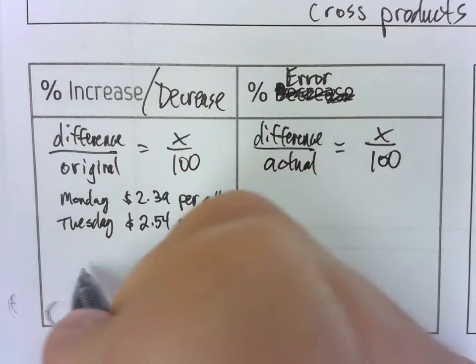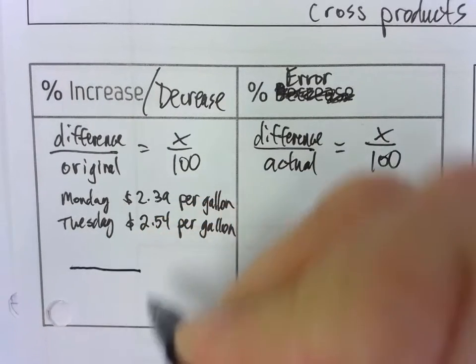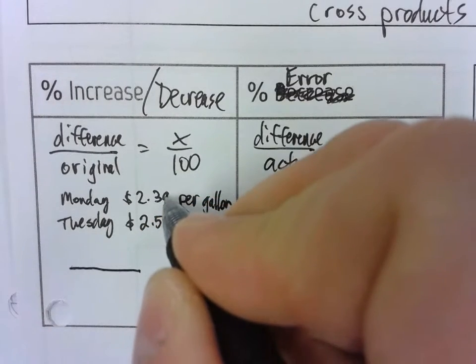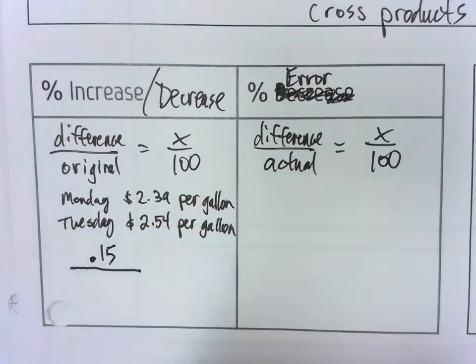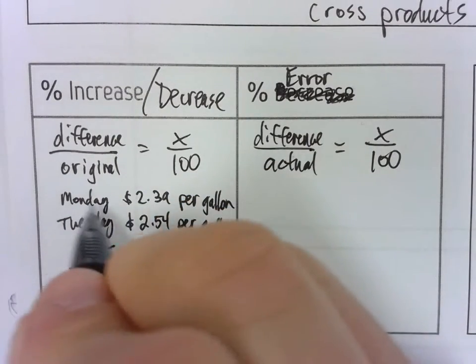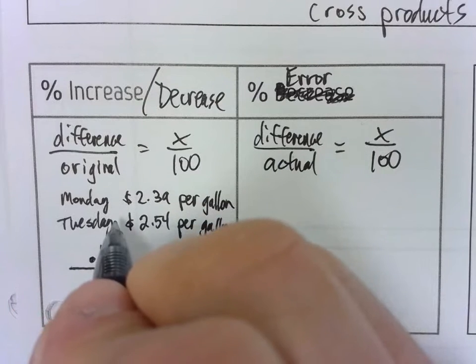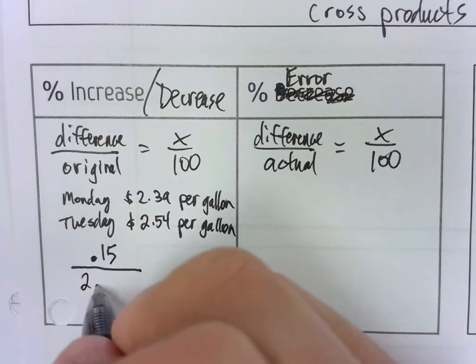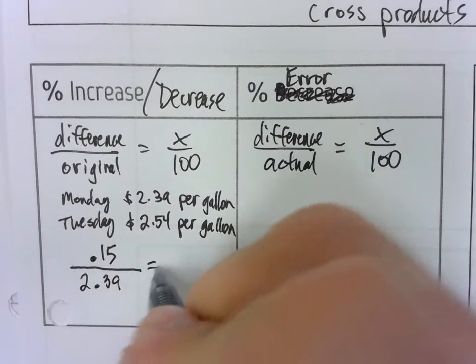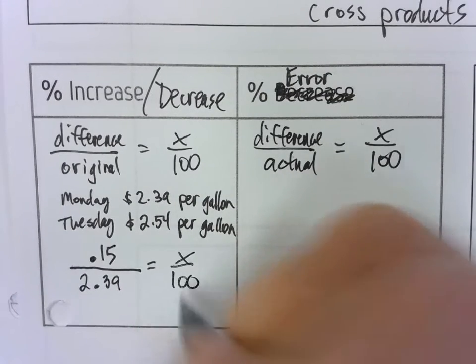The first thing we have to do is find the difference between those two prices, which means I need to subtract them. $2.54 minus $2.39 is actually 15 cents difference. The original price would be the one from Monday, because that happened earlier than Tuesday. So we do difference over original, which is 15 cents over $2.39 equals x over 100.